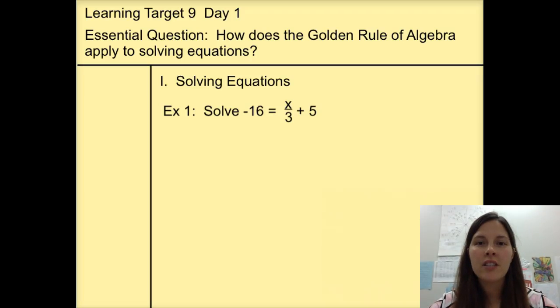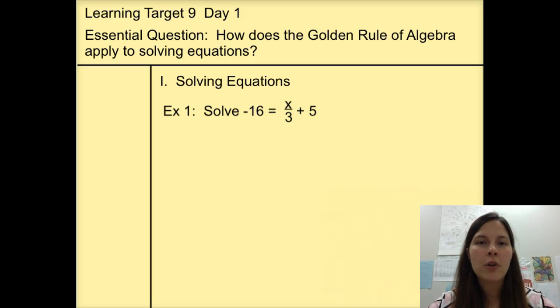In this video, we're going to learn how to solve equations. We're going to start with some basic equations, and we'll work our way into multi-step equations. So our essential question is, how does the golden rule of algebra apply to solving equations?